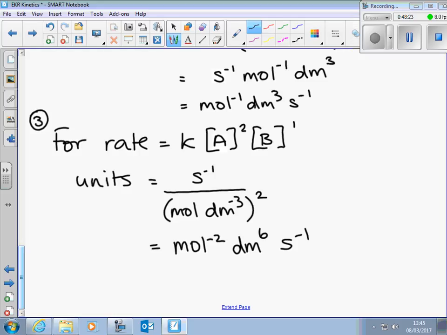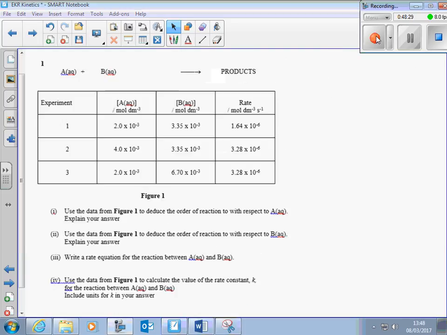Right, I'm going to give you an example to have a look at now. So I'll put this on pause. Okay, let's have a look at what we've got then. Because just looking at this sheet, you think, I haven't got a clue what this means. We've got a reaction where A and B are reacting to form products. Good, okay, I think we can understand that much.